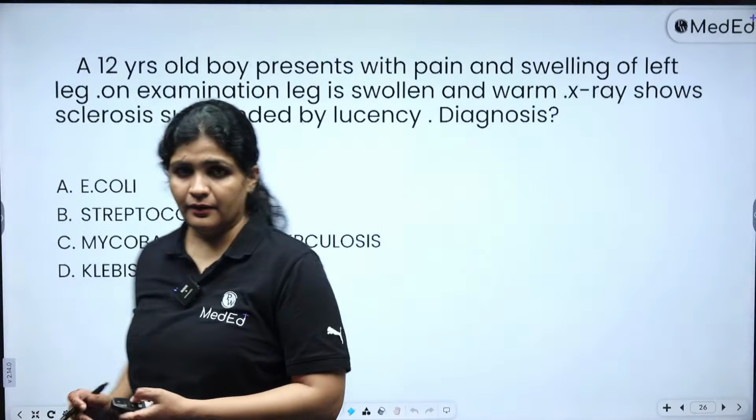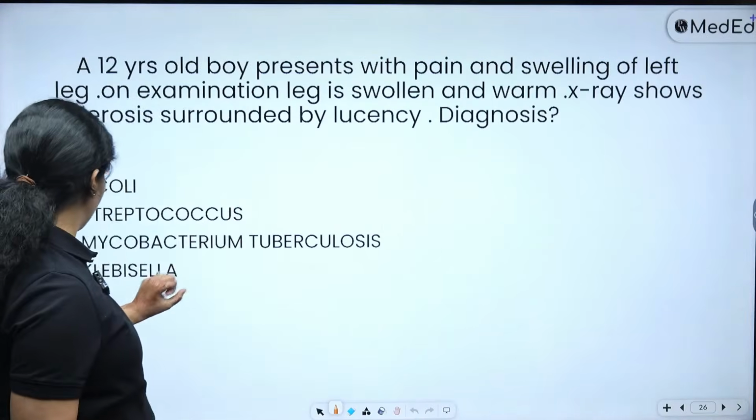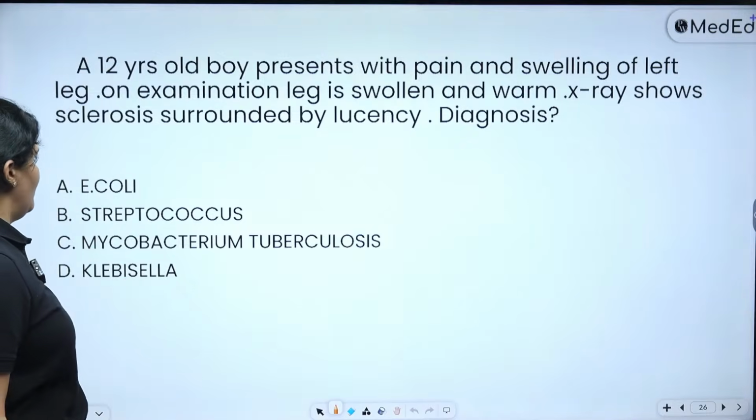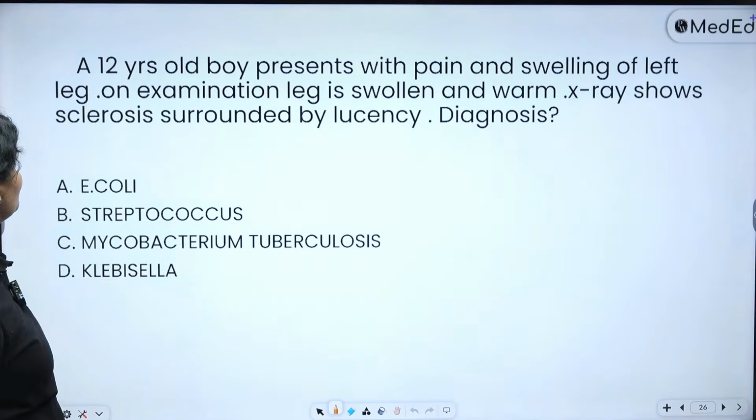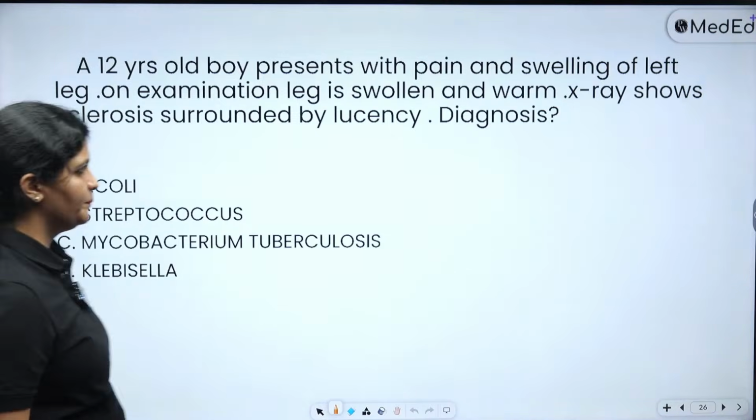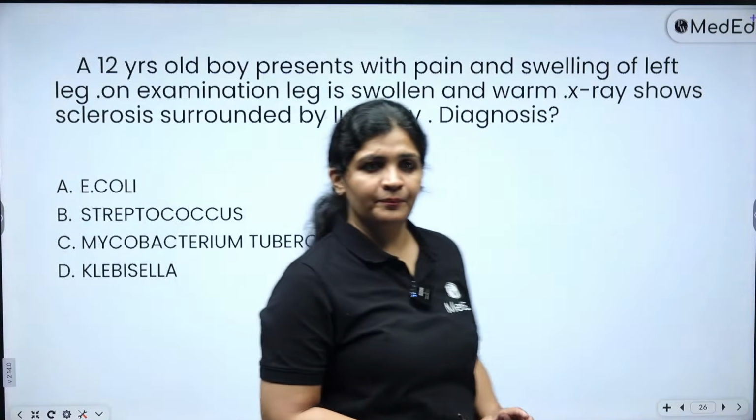Yes. The next one. This is a little bit tricky. I'm not very sure about this, but somehow I wanted to discuss. A 12-year-old boy presents with pain and swelling of the left leg, and on examination the leg is swollen and warm. X-ray shows sclerosis surrounded by lucency. What is the diagnosis? Whether it is associated with E. coli, streptococcus, Mycobacterium tuberculosis or Klebsiella. So what would be the answer?